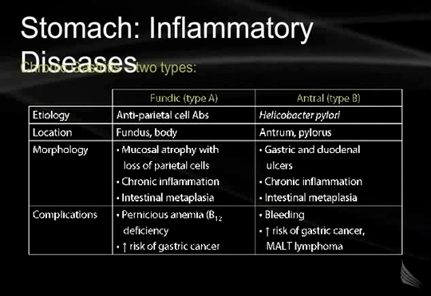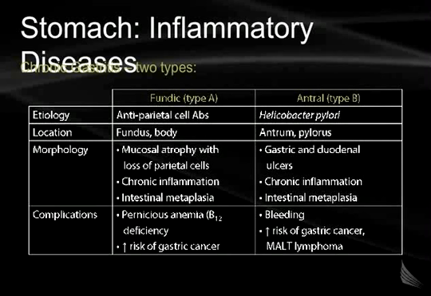The etiology of type A is antiparietal cell antibodies. Usually it's located in the fundus of the body, and it causes atrophy or loss of the parietal cells. Remember, the parietal cells are the cells in the body which produce acid and intrinsic factor, and are essential in absorption of B12. These patients, because they lack acid, are in a high gastrin-producing state. As with any patient in a high gastrin-producing state, they are at risk for gastric adenocarcinoma.